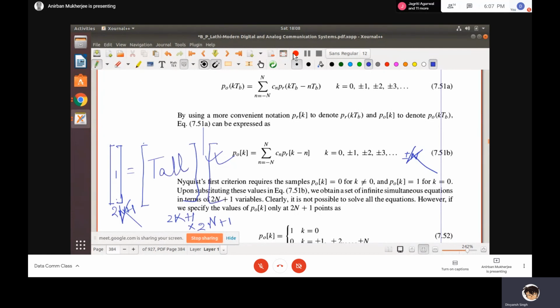Now, when I have a tall matrix, I cannot do the inverse. I do the Moore-Penrose inverse or pseudo inverse. That we will talk about next class, on Monday.